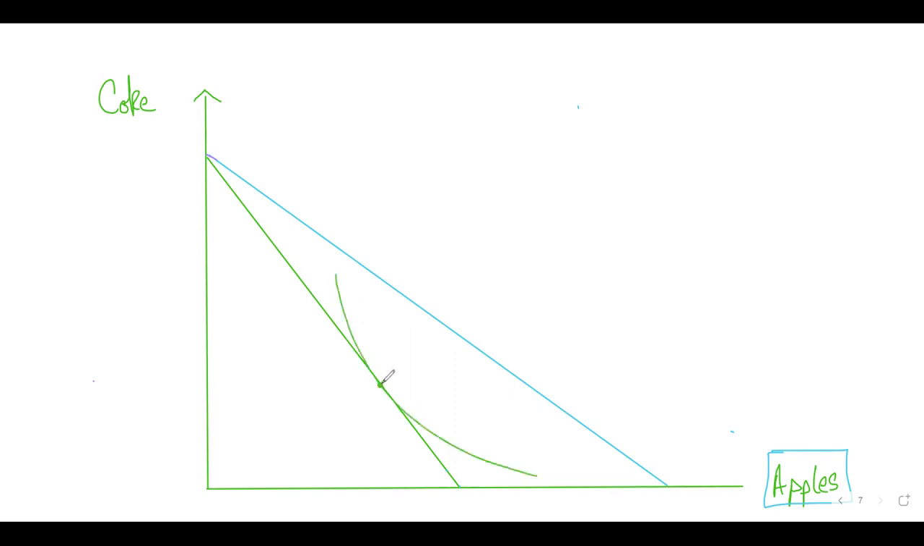So how much quantity of apples were you consuming? You were consuming, let's keep it simple, 5 units of apples. Is this simple? Okay. Then the new indifference curve was, let's say, over here. Is it making sense? Right?